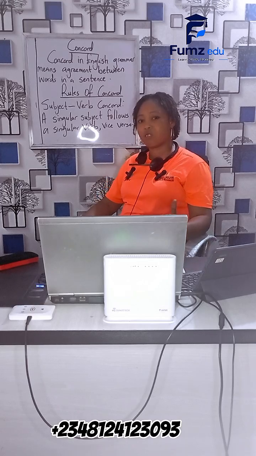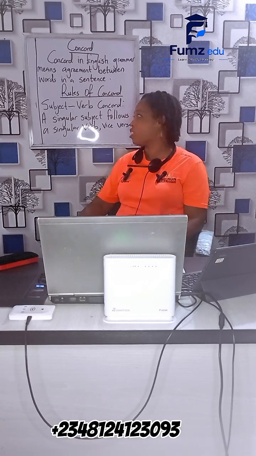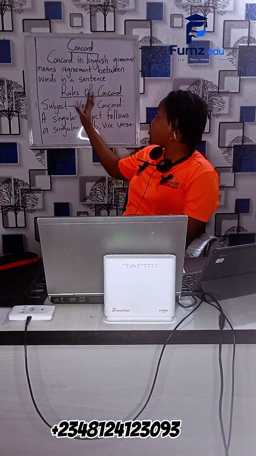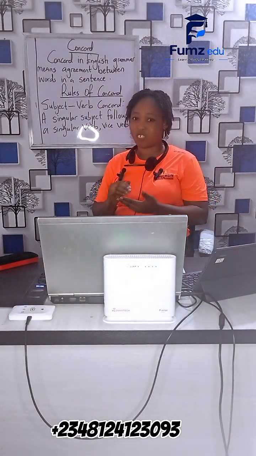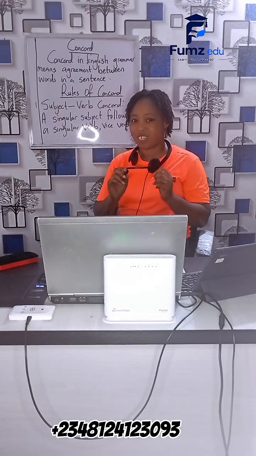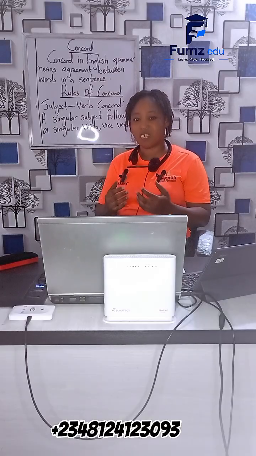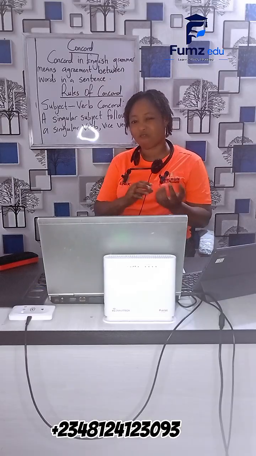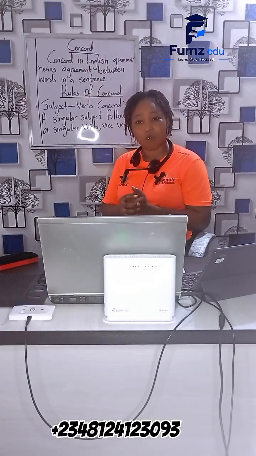So in this today's work, we want to look at Concord. Now, naturally, what does Concord mean? Concord in English grammar means agreement between a word and a subject. I want you to follow this one meticulously so that we don't miss any aspect, so that we will be able to see some of the mistakes we make in grammar when we speak, and we can begin to adjust to some of them.